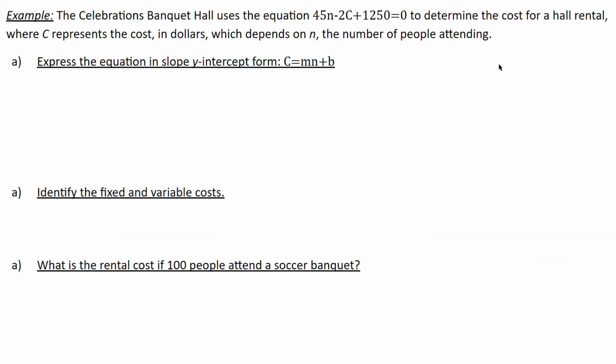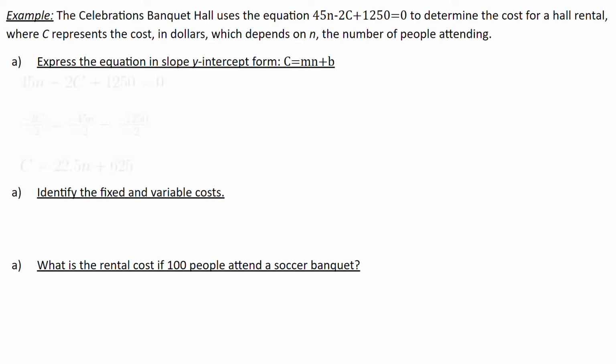We start with a familiar example, although this one is written in standard form. The celebrations banquet hall uses the equation 45n minus 2c plus 1250 equals 0 to determine the cost for a hall rental, where c represents the cost in dollars, which depends on n, the number of people attending. We want to express this equation in slope and y-intercept form, that is, c equals mn plus b. Notice this is the same thing as saying y equals mx plus b, except in this case we redefined our variables x and y to be n and c respectively.